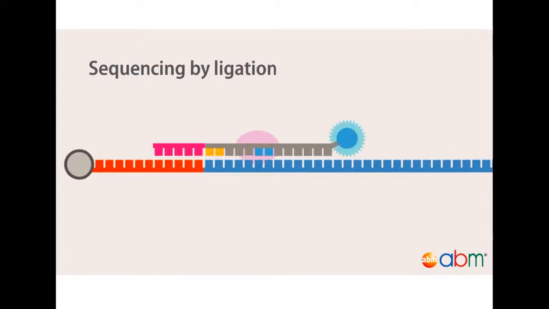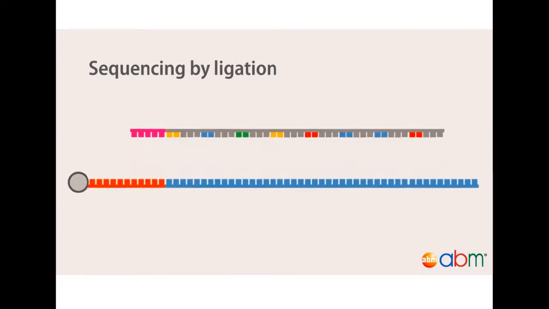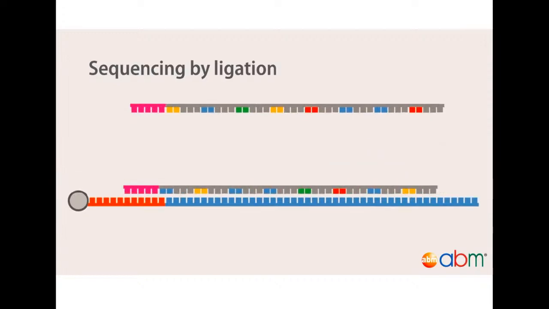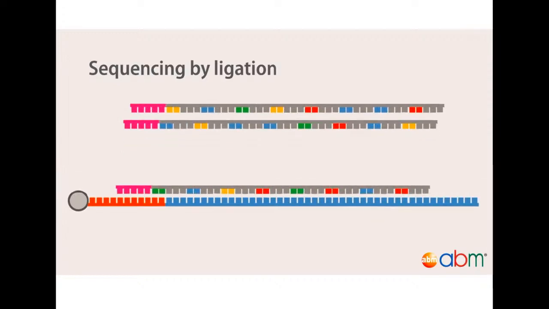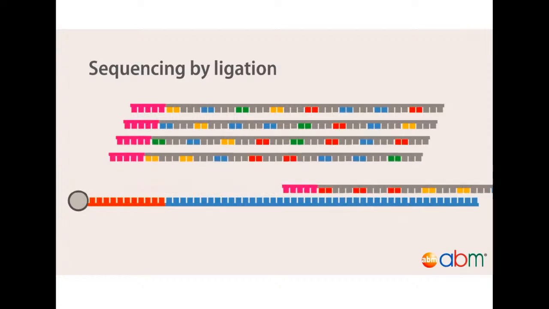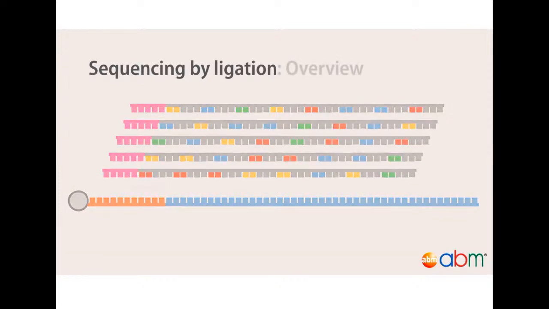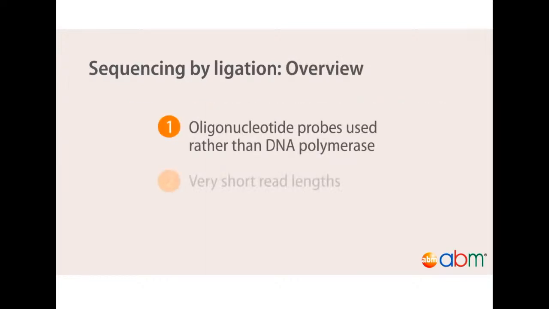After that, the fluorescent signal, along with the last three bases of the octamer probe, are cleaved, and then the next cycle commences. After approximately 7 cycles of ligation, the DNA strand is denatured and another sequencing primer, offset by one base from the previous primer, is used to repeat these steps. In total, 5 sequencing primers are used. The major disadvantage of this technology is the very short sequencing reads generated.